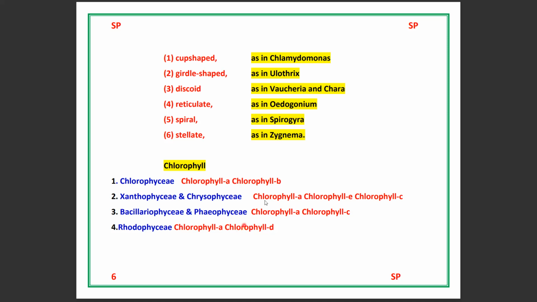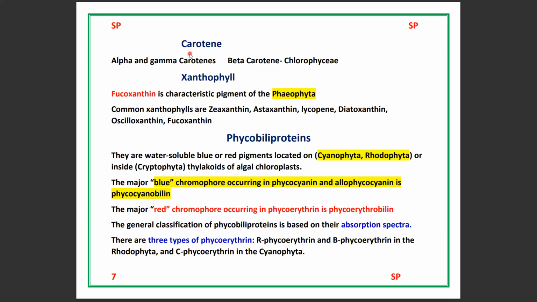So specifically, chlorophyll B is seen in Chlorophyceae, chlorophyll E and C in Xanthophyceae and Chrysophyceae, chlorophyll C in Bacillariophyceae or diatoms and Phaeophyceae, and chlorophyll D in Rhodophyceae algal members. And carotenes, these are also necessary photosynthetic pigments. The formula is C40H56. Carotenes are of different types: alpha carotene, beta carotene, and gamma carotene.